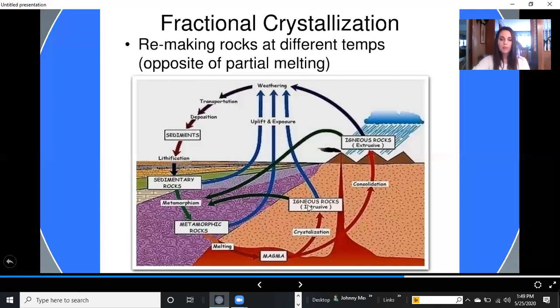For those that stay beneath the surface, uplift and exposure over time can cause some of those igneous rocks to come up. The extrusive rocks come up from weathering, and they also can go back and form metamorphic rock through metamorphism. So those igneous rocks that are extrusive, if they get back down into the earth, into the higher pressures and higher temperatures, they can become metamorphic. It's all a cycle.